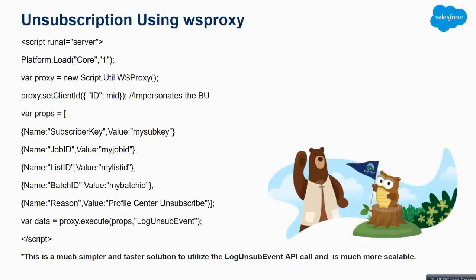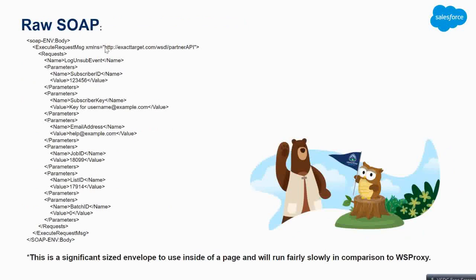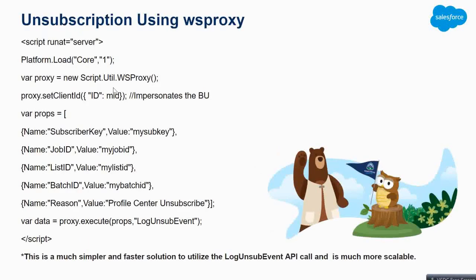Now coming to this, just to give you an idea, we want to unsubscribe a user from a business unit, for example. If you notice, the SOAP envelope can also work, if you pass this payload, even this will work and a particular user will get unsubscribed. But what has been noticed is this might run a bit slow compared to WS proxy. And if you provide this in the cloud page, for example, the size of code is also huge. So in that case, WS proxy has some advantage.